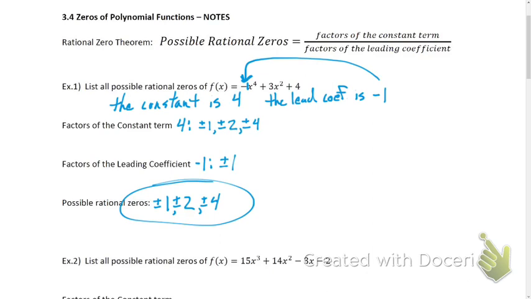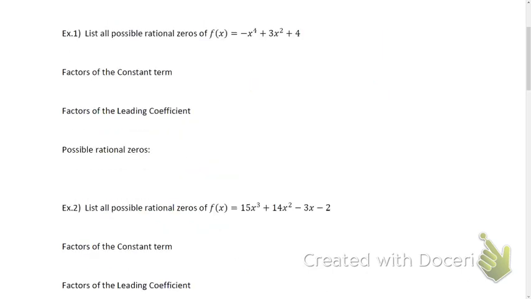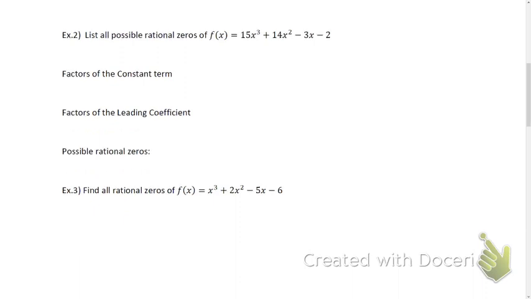All right. This one's pretty easy. Number 2, it gets a little harder because of that 15 right there. All right, let's give that a try. So on number 2, I want to write down factors of -2, pause it if you need to write down and catch up, and factors of the lead, 15.